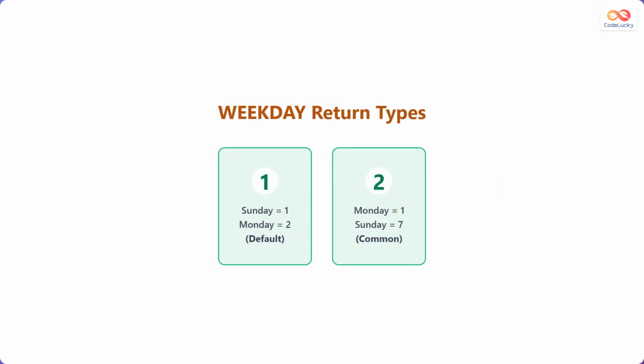The return type argument in the WEEKDAY function is particularly important because it determines how the days of the week are represented numerically. If the return type is 1, then Sunday is considered as 1, Monday is 2, and so on. This is the default setting. If you set the return type to 2, then Monday is 1, Tuesday is 2, and Sunday becomes 7. It's essential to choose the return type that aligns with your specific needs.